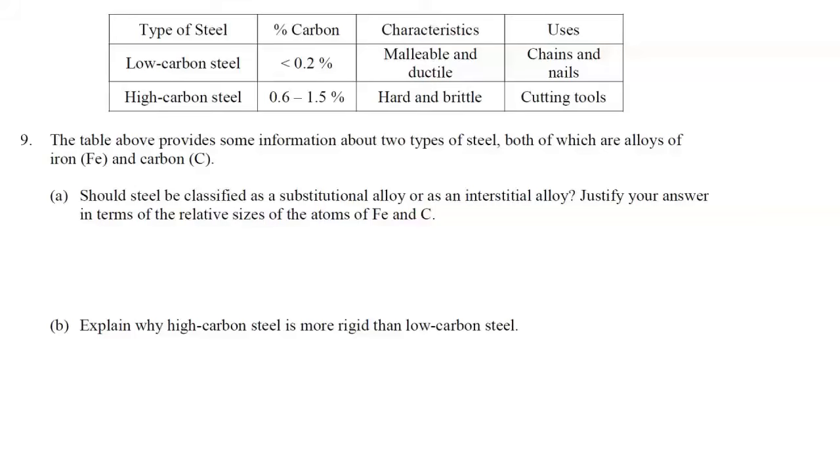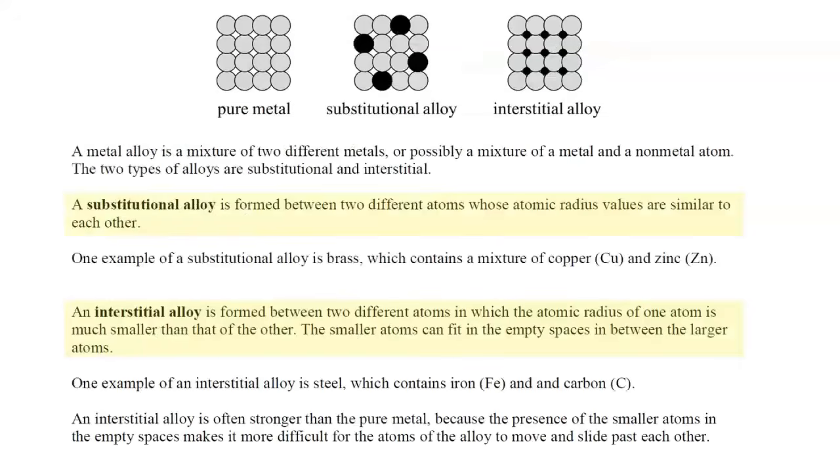Back when I was teaching topic 2.4 in this unit, which has to do with alloys, I taught you that a substitutional alloy is formed between two different atoms whose atomic radius values are similar to each other. On the other hand, an interstitial alloy is formed between two atoms in which the atomic radius of one atom is much smaller than that of the other, and the smaller atoms can fit in the empty spaces in between the larger atoms. By the way, it also says on this slide that one example of an interstitial alloy is steel, so that kind of gives it away.